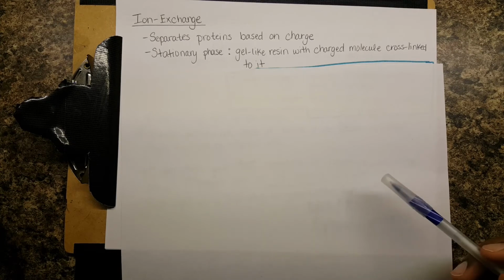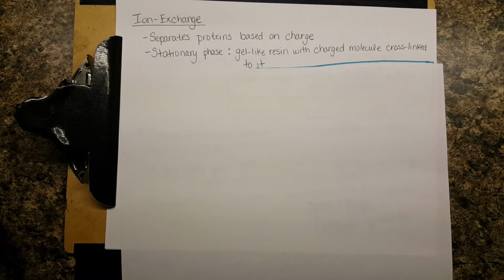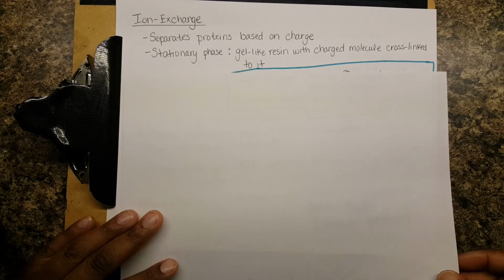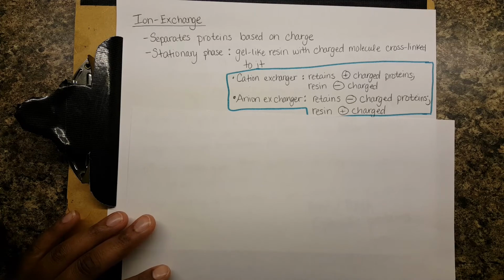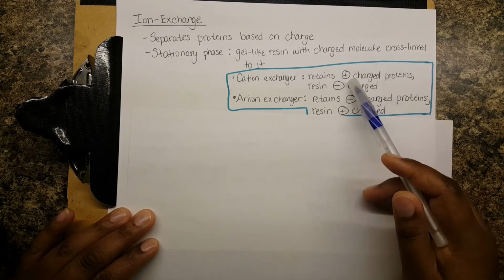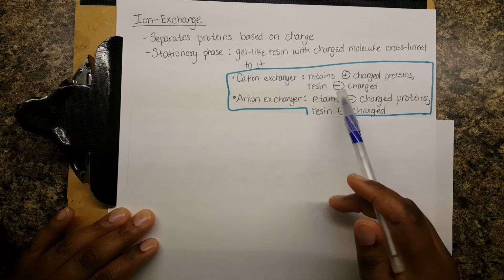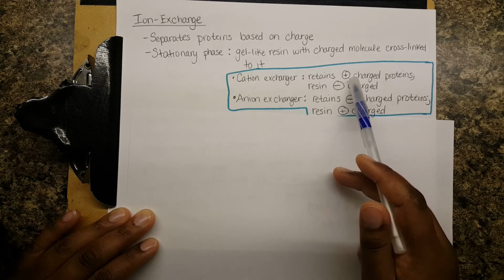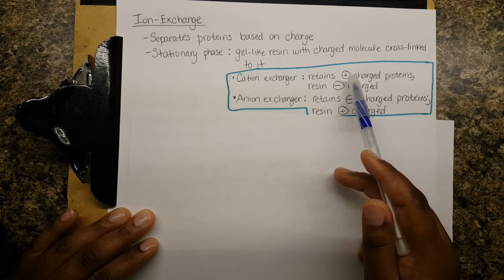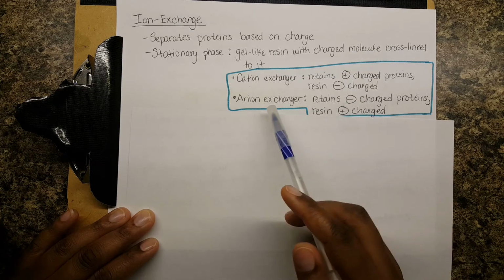All right. So the final topic for chromatography is ion exchange, and as the name implies, this separates proteins based on charge. So you have a stationary phase with a gel-like resin. You've heard that before. And there's a charged molecule that's cross-linked to it. So you can have a cation exchanger that will retain positively charged proteins because the resin is negatively charged. So the cation part talks about what it will retain. So it retains cations or positively charged ions.